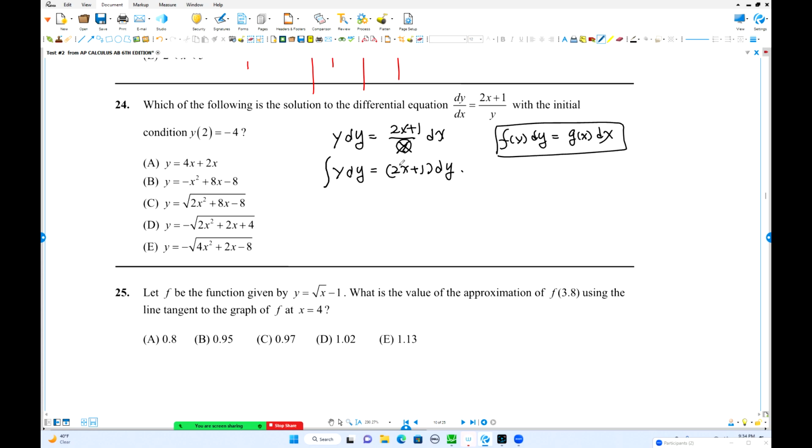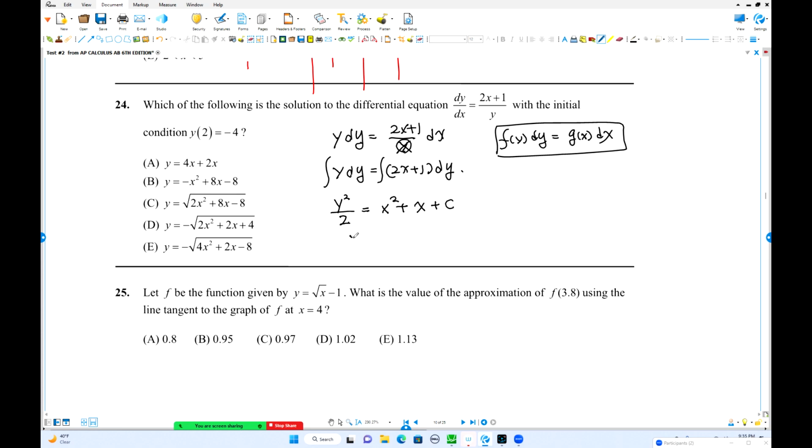Now integrate. For y dy, we know the antiderivative is y squared over 2, isn't it? The antiderivative of 2x plus 1 is what? x squared plus x. Are you okay with this? And we're going to use some constant c to find from the initial conditions. It doesn't matter; when x is 2, y is negative 4, right? Put in this number, y is negative 4.